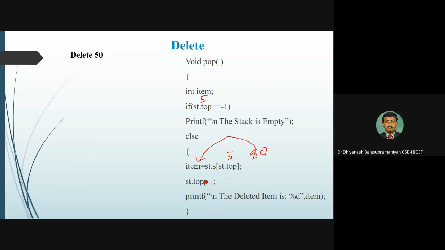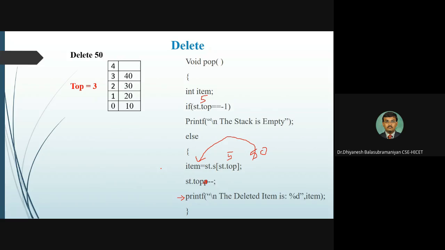Your top position is 5. Previously we were incrementing, now we are decrementing. The meaning of this is top equal to top minus 1. So 5 minus 1 is 4. Just for the user, we have printed the deleted element. Now the top position is 4 and the element is deleted.